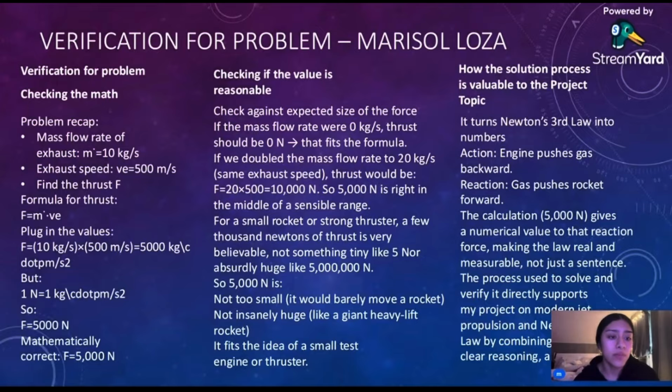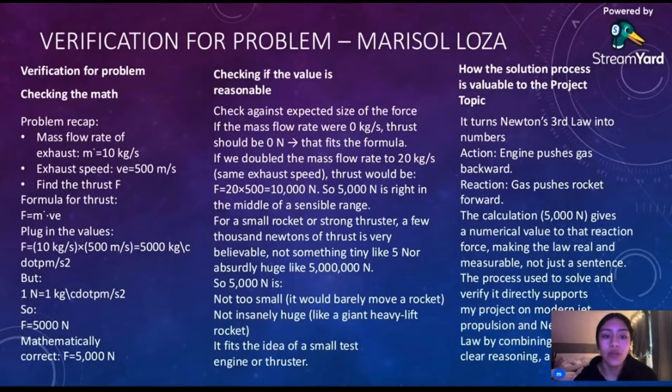Verification for the problem. Checking the math. Problem recap. Mass flow rate of exhaust, m equals 10 kilograms per second. Exhaust speed, VE equals 500 m/s. Find the thrust F. Formula for thrust, F equals m times VE. Plug in the values. So F is equal to 5,000, which is mathematically correct.